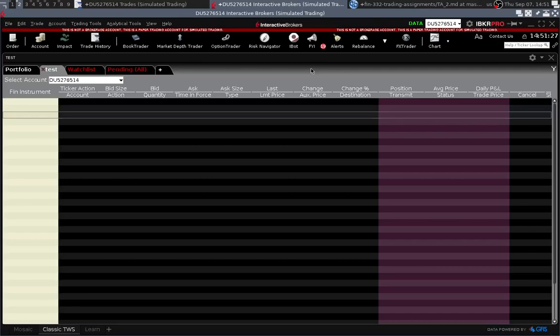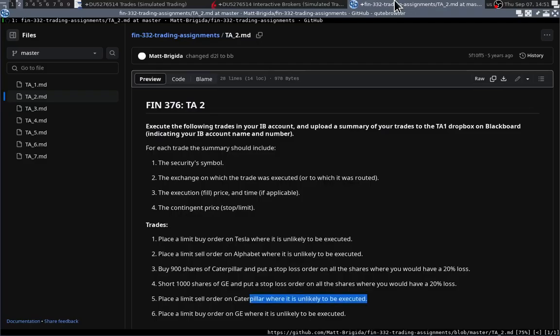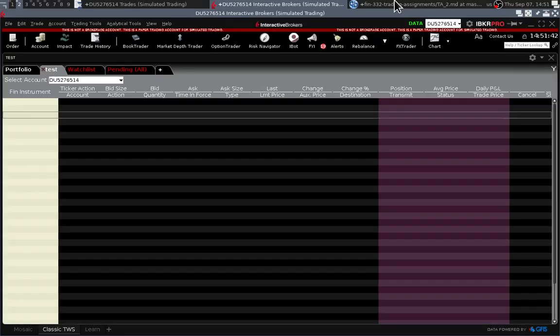Okay, in this video we're going to go over market, limit, and stop orders, which is trading assignments 1, 2, and 3 for our course. And what we're going to do is enter them in the Interactive Brokers Trader Workstation. I'll also talk a little bit about aspects of entering these orders particular to the Trader Workstation.